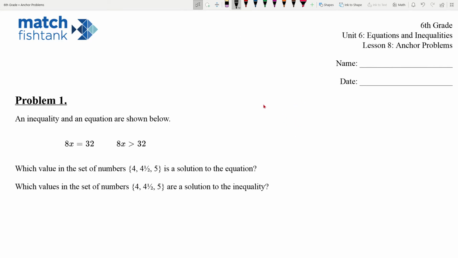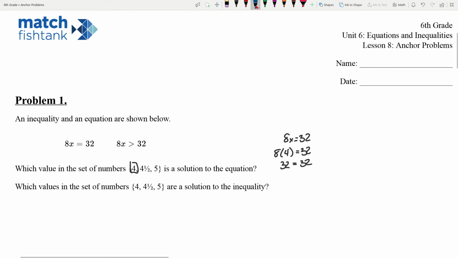If we look at 8x equals 32, let's put in 4. 8 times 4 would have to equal 32. 8 times 4 is 32. 32 equals 32, so right away we have 4. If we put in 4.5, you wouldn't have it. 5, it would be 8 times 5 is 40, so that's not going to work.